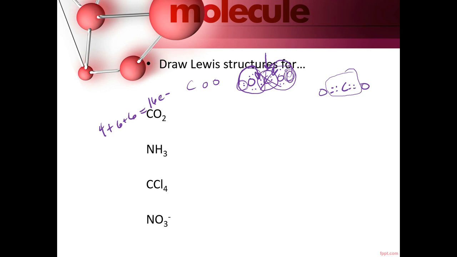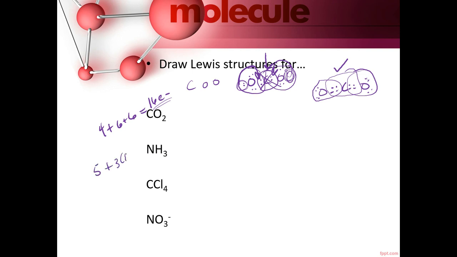Each of these oxygens only has 4. He only has 4, but I haven't used up all my electrons yet. I can go all the way to 16. 2, 4, 6, 8, 10, 12, 14, 16. So now carbon has 2, 4, 6, 8. Oxygen has 2, 4, 6, 8. Oxygen has 2, 4, 6, 8. Octet rule achieved.